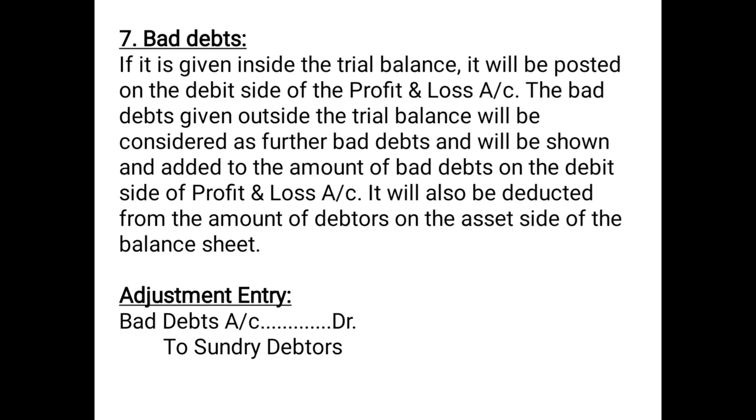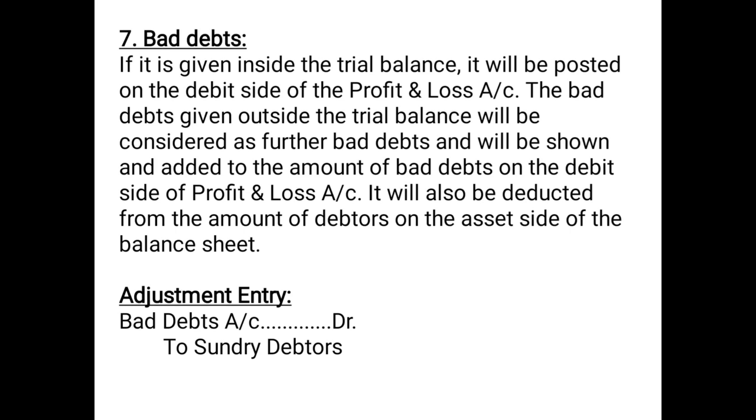So as you can read, if it is given inside the trial balance, it will be posted on the debit side of the profit and loss account. The bad debts given outside the trial balance will be considered as further bad debts and will be shown and added to the amount of bad debts on the debit side of the profit and loss account. It will also be deducted from the amount of debtors on the asset side of the balance sheet.